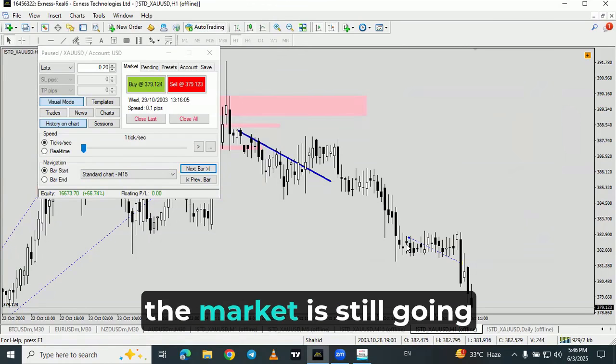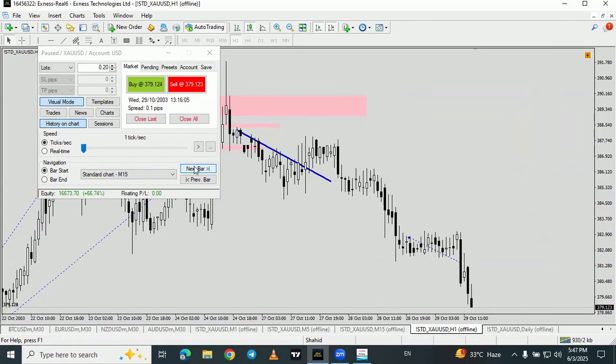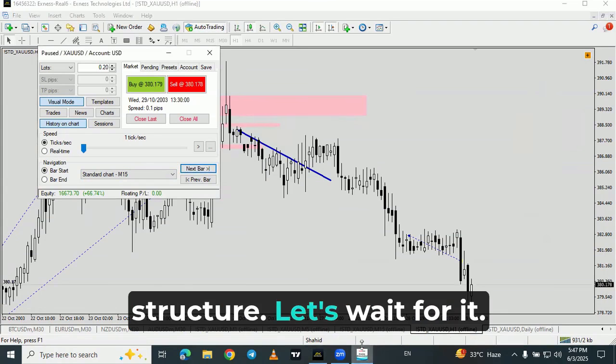After waiting, see the market is still going bullish strongly because this is its structure. Let's wait for it.